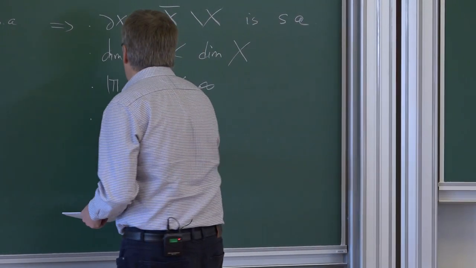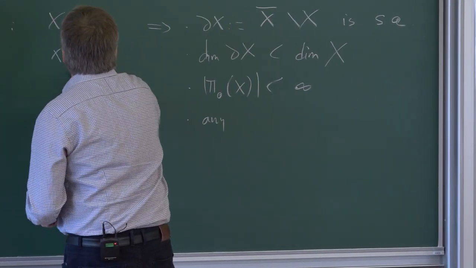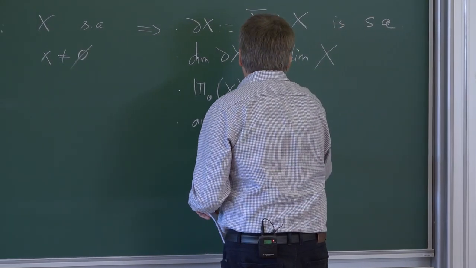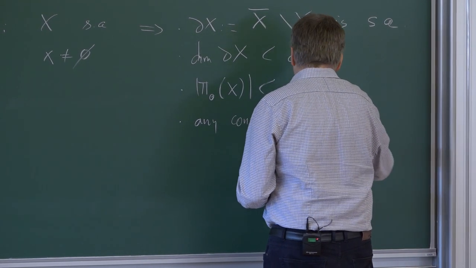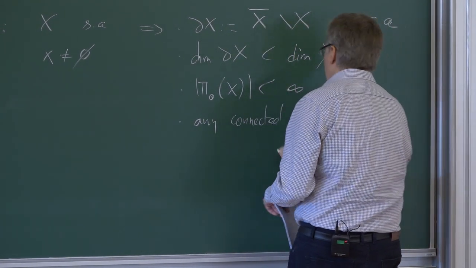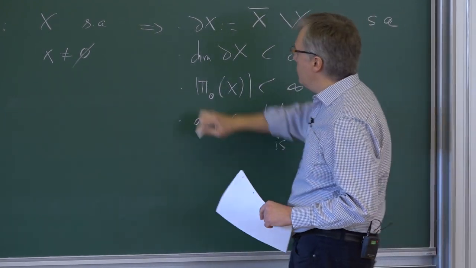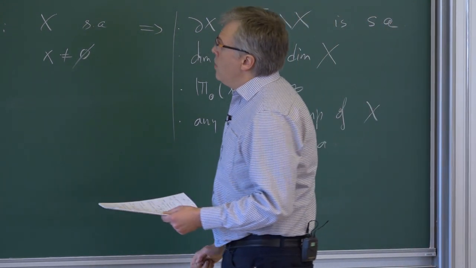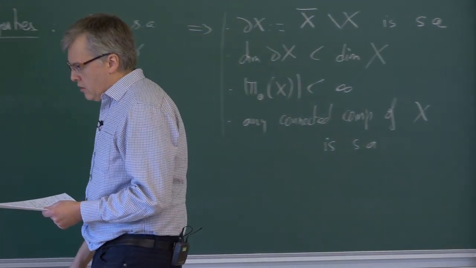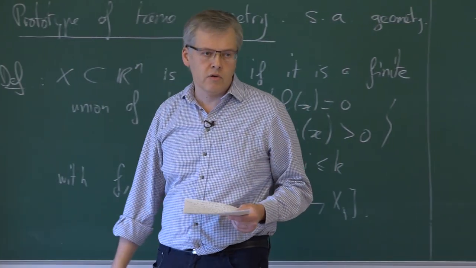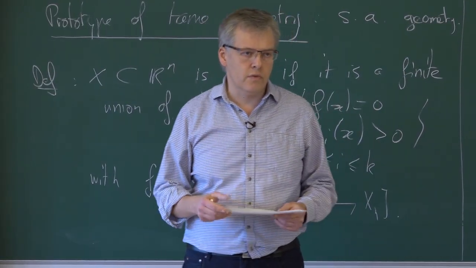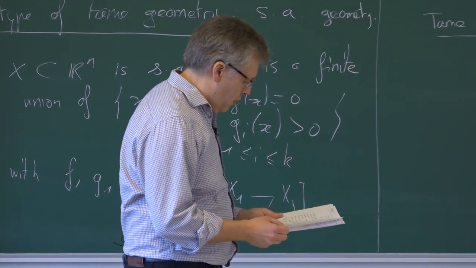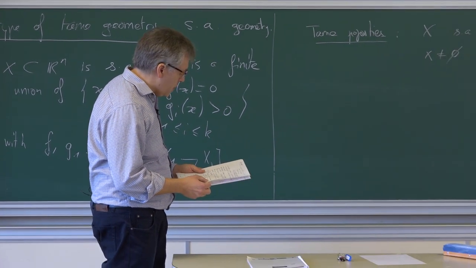And any connected component of X is also semi-algebraic. So you have this kind of stability property by taking connected components. Okay, so this is nice, but the problem is that this is too rigid. This is too close to usual algebraic geometry to be really useful to do new things in some sense. And so we would like more general and more flexible tame geometries.